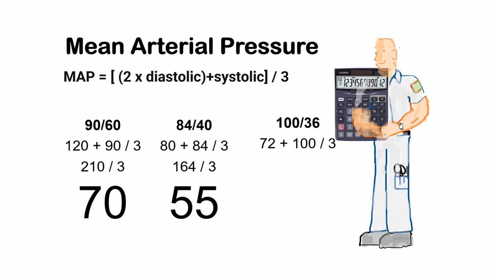And 100 over 36 is 72 plus 100. It's 172 divided by 3, giving you a MAP of 57. So although one blood pressure, 90 over 60, is lower than the 100 over 36 as you look at the systolic, the 90 over 60 actually is the only one with an adequate MAP.